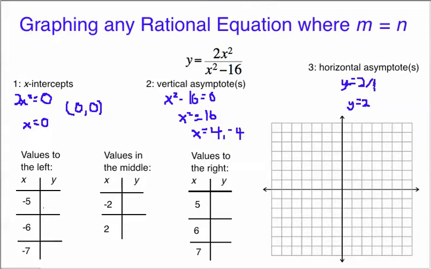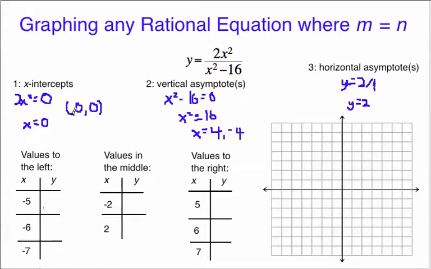Hi guys, and welcome to Graphing Any Rational Equation where m equals n. So this is kind of piggybacking on a previous example. Again, we already looked at this equation here, y equals 2x squared over x squared minus 16, and we figured out its x-intercepts, its vertical asymptote, and its horizontal asymptote. Okay, so let's just go ahead and start plotting these.